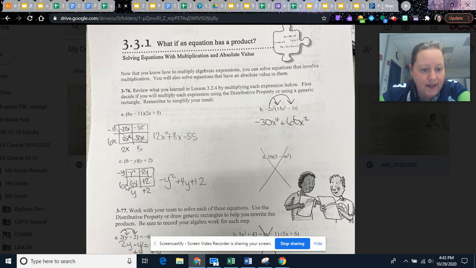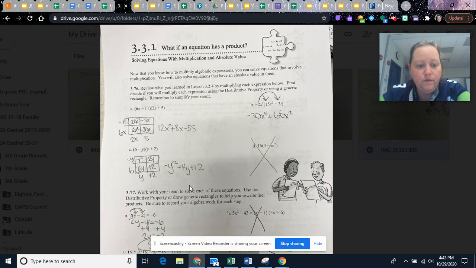squared. C, setting it up, 6 and then a minus y, and then a y plus 2. And remember, it doesn't really matter what order you do this in, as long as your 6 and negative y are together and your y and positive 2 are together. So again, you're going to multiply. 6 times y is 6y. Negative y times y is a negative y squared. Negative y times 2 is a negative 2y. 6 times 2 is 12. So then these are like terms. 6y minus 2y is 4y.